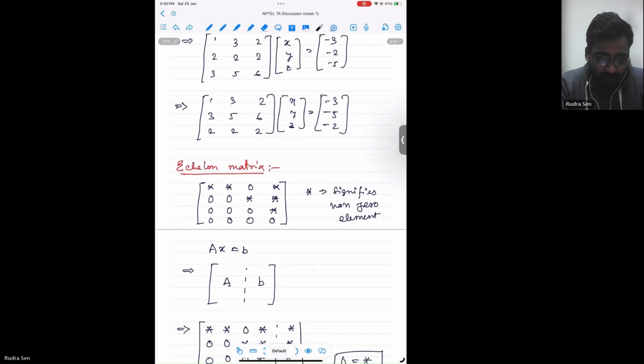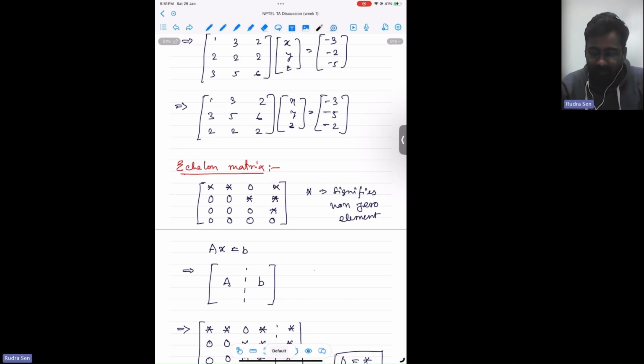Okay. So now we will be studying the Gauss elimination method and the echelon matrix. What is the need of this Gauss elimination method, or this echelon format of a matrix? It basically makes it easier for us to find the solution of a system.